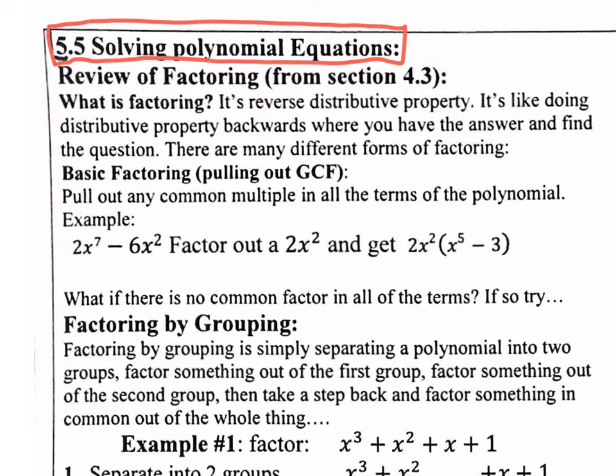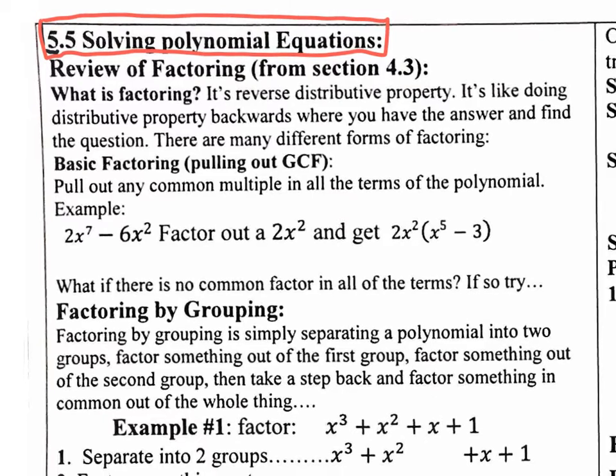So this is why I didn't print it out for you. You already have this stuff in section 4.3. Right now, I would like you to just copy down the title, and then you could just relax, follow along, and see if you remember all these different factoring methods that we're going to cover. So it says review of factoring.